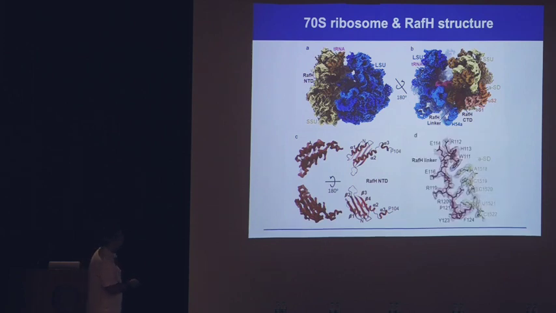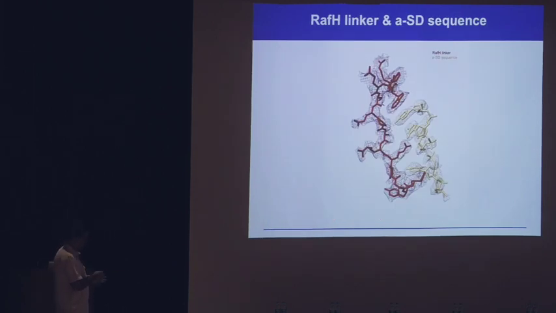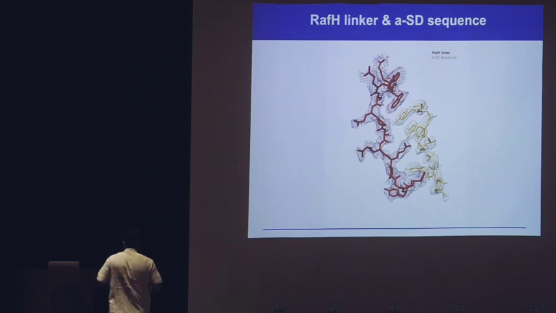And this is further, if I take this piece here, this is the linker and anti-Shine-Dalgarno sequence, and you could see clearly resolved side chains, and there is no ambiguity. It's kind of crystal clear, right? And yep, further, yeah, this is a movie. I hope it will work.